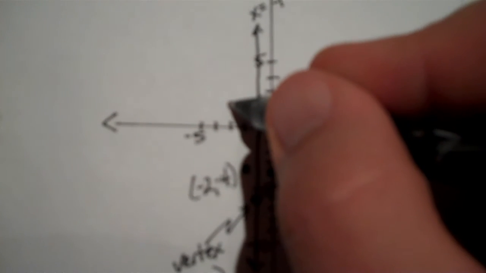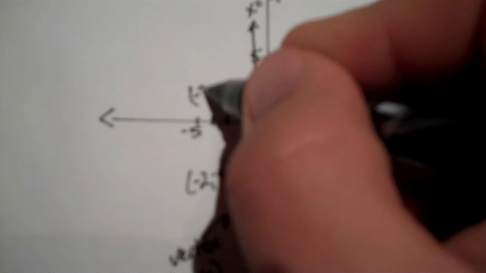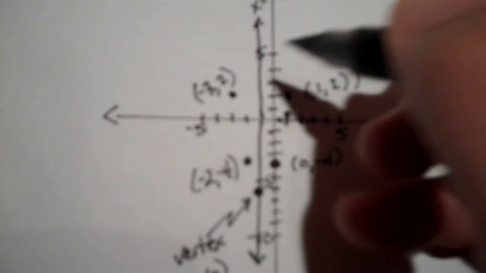And I'm going to do the same thing up here at my point that was at 1, 2. That's 2 units to the right of my line of symmetry. I'll go 2 units to the left, and that puts me right here. That's the value of 3, 2. Actually, negative 3, 2. And I can use those points to sketch in my parabola.